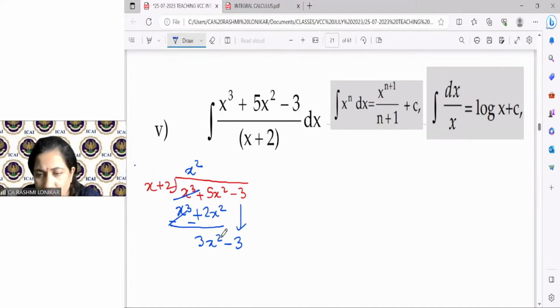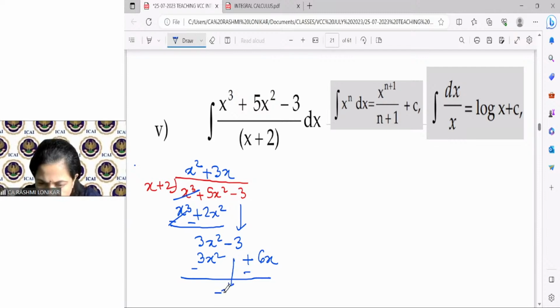Now I need 3x square, so this will be equal to plus 3x. 3x into x gives me 3x square. Now 3x into plus 2 will give me what? Plus 6x. So I have to write it plus 6x. Now this minus, and this minus 3 will come down. This becomes minus 6x.